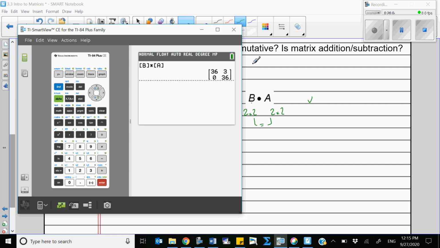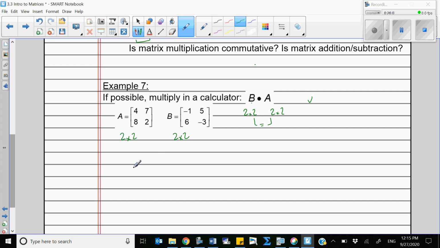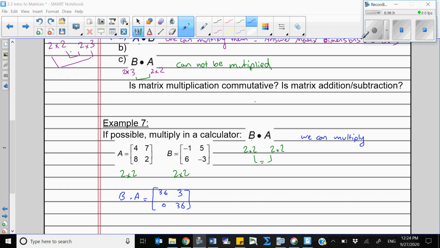36, 3, 0, and 36. So the answer of B times A is 36, 3, and 0, 36. That's how we multiply two matrices using a calculator, and the answer matrix is going to have dimensions of 2 by 2. I take the outside numbers, it's 2 by 2, as you see we have it here.